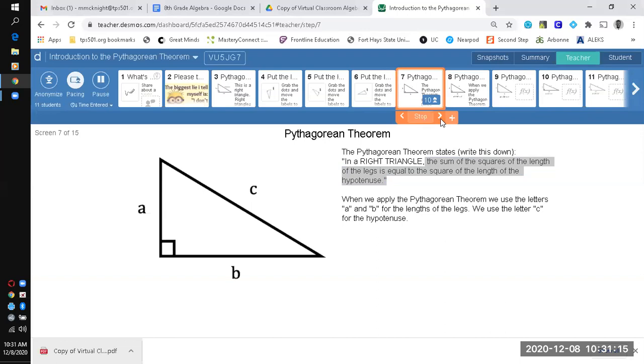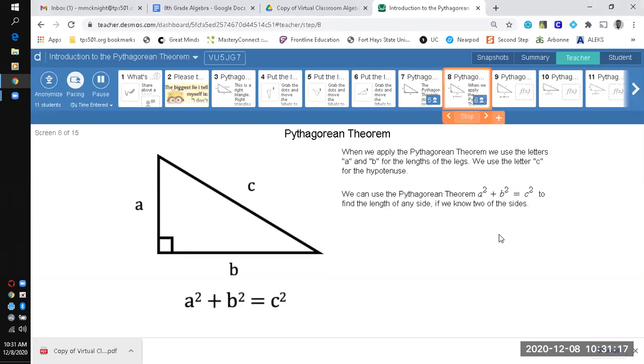So let's go back and look at this right here. It says the sum of the squares of the legs. So I'm summing, or adding, the squares of the legs, which are A and B, and that is equal to C squared. So that is our Pythagorean theorem. All right, we'll go through proofs of the Pythagorean theorem, but for now, this is the equation from what we had talked about before.